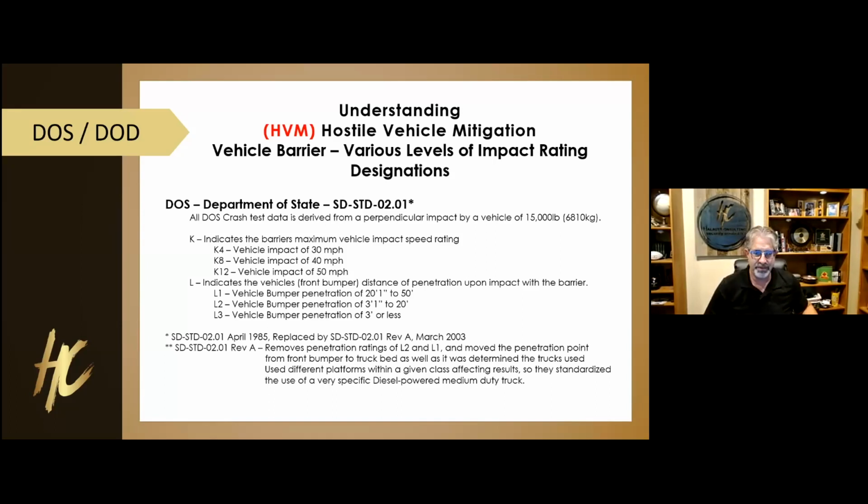L3 equals a vehicle penetration of 1 meter or 3 foot or less. L2 is a vehicle penetration of 1.01 meters to 6 meters or 20 feet. And L1 was a vehicle penetration of 6.01 meters or 20 feet 1 inch to 15 meters or 50 feet. This was the rule from 1985 until 2003, when it was replaced by Rev A.